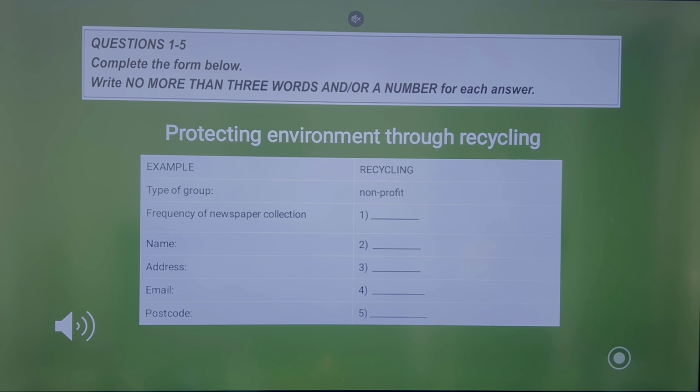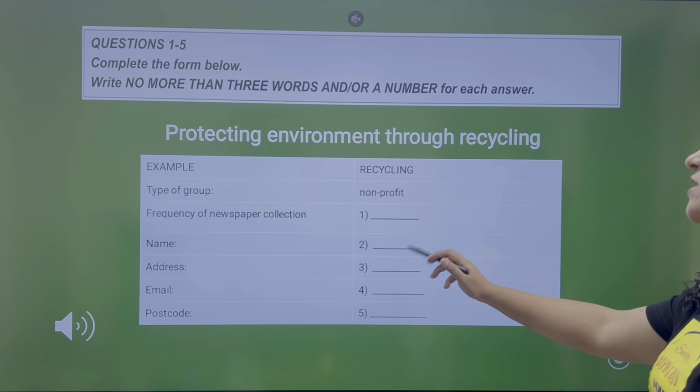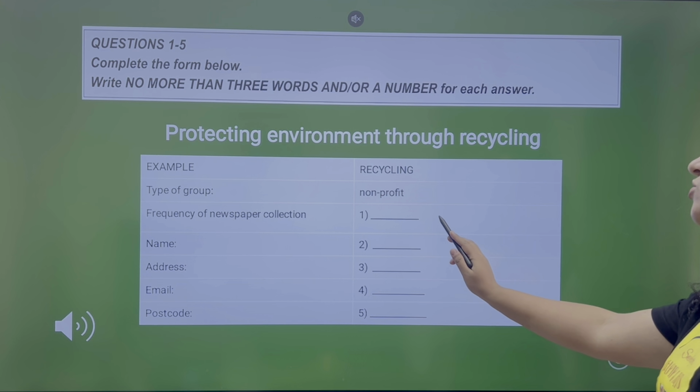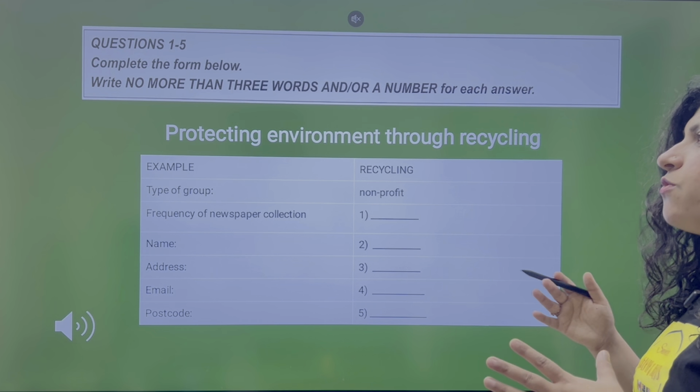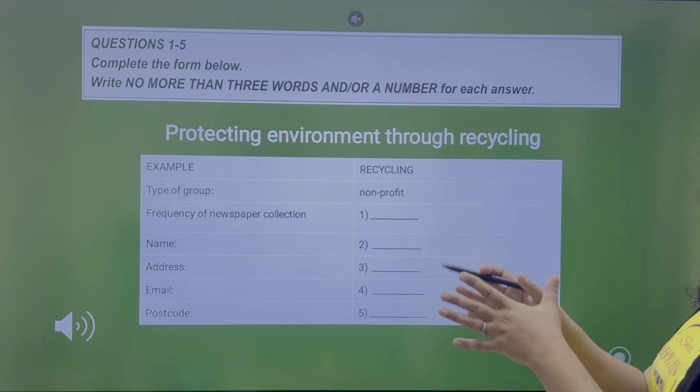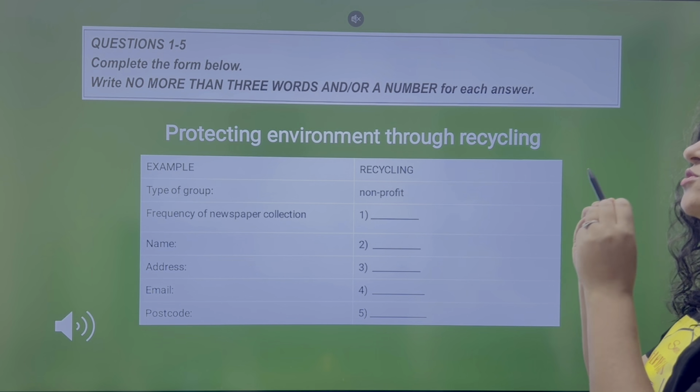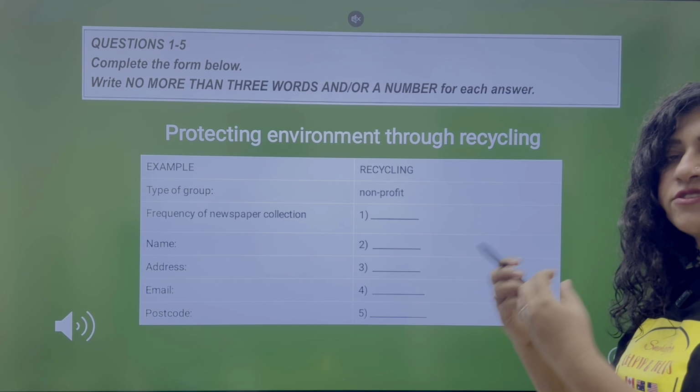And again, here, since you are not given any options for these questions, like these are question 1, 2, 3, 4, 5, there are no options given to you. So what happens is that you have to read the instruction very carefully, because you have to fill the words by yourself.